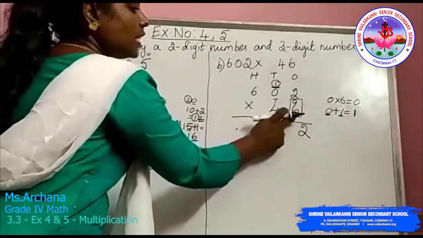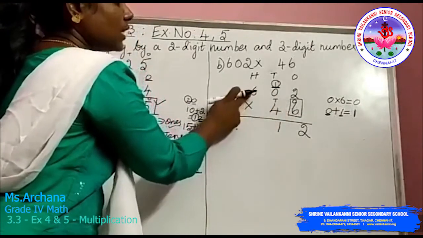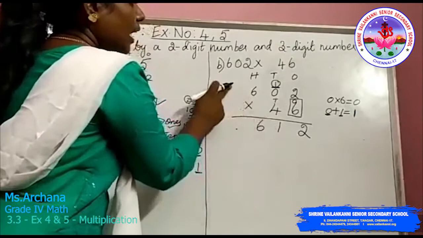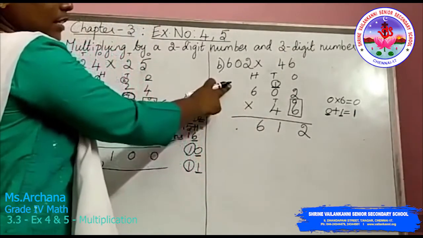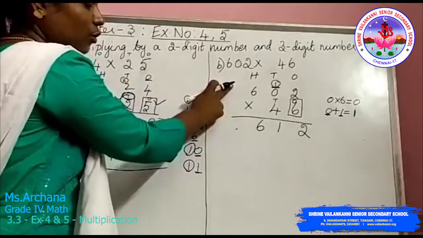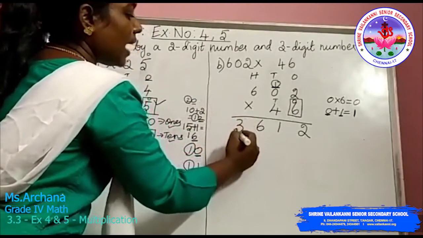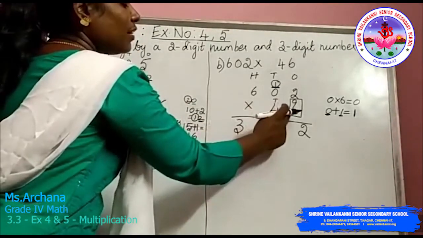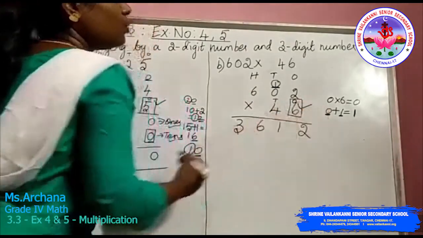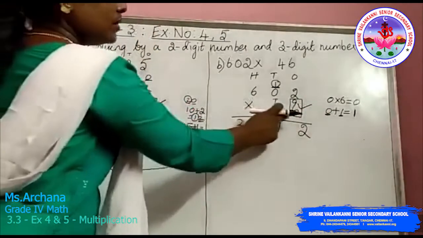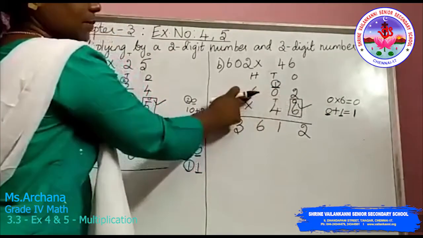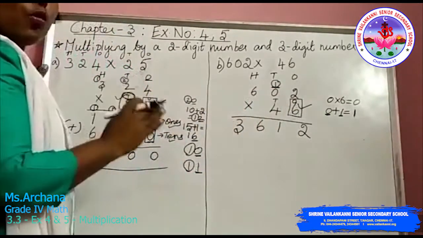Okay? So, 6 into 6. 6, 6s are 36. 6 and 3 has to be carried forward to the next place. But I don't have any value here. So, I am writing this 3 as it is in the next place of 6. So, now, if you see this ones place value, multiplication is over. The 6 has multiplied with 2 and 0 and 6. Now, the ones place is over.